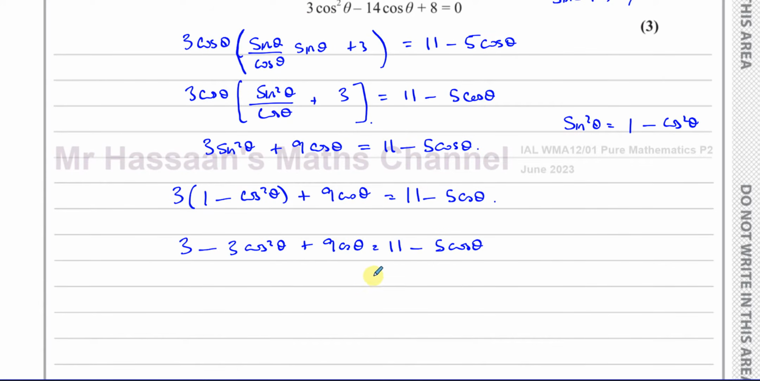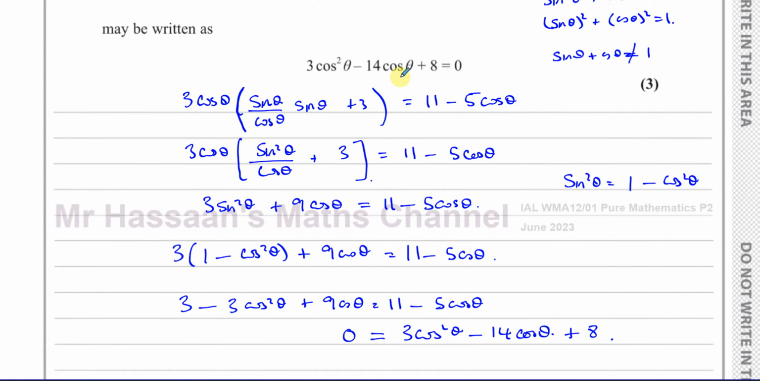So what I'll do is keep this side as 0, and I'm going to add 3 cosine squared theta to both sides, in which case you'll end up with 3 cosine squared theta on this side. And I'm going to take away 9 cosine theta from both sides, so I'll end up with minus 14 cosine theta. And then I'm going to subtract 3 from both sides, so I'll end up with plus 8. Okay, and that's exactly what we had to show.